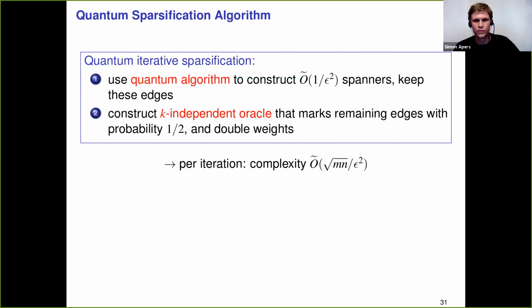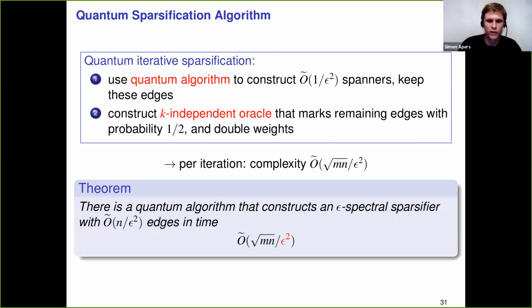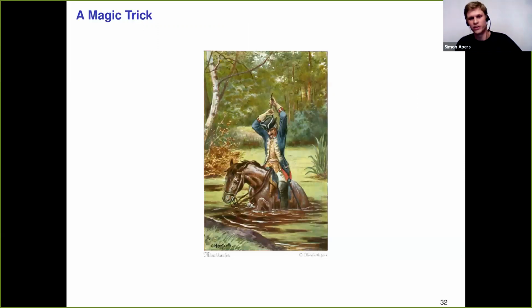So per iteration, this will have complexity scaling as square root mn over epsilon squared. And this gives us the following theorem: there is a quantum algorithm that explicitly constructs an epsilon spectral sparsifier with Õ(n/ε²) edges in time square root mn over epsilon squared. There's one thing that we still owe you, namely there's a square there and there shouldn't be a square there. We promised a square root mn over epsilon algorithm, and now we have square root mn over epsilon squared. So we still owe you one magic trick, which reminds us a bit of Baron von Munchausen, shown in this picture, who saved himself by pulling himself up by his own hair.